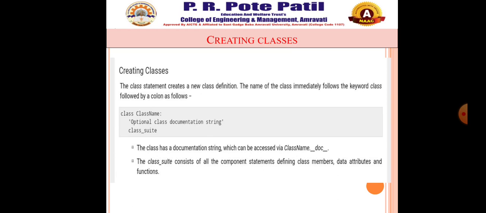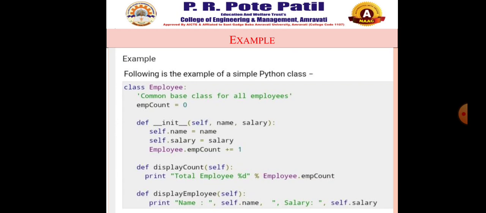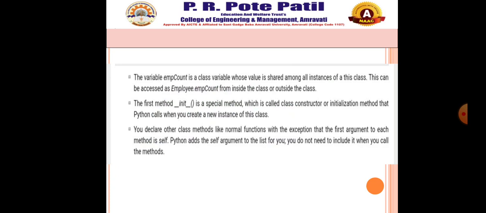Then in the previous lecture we already studied creating classes, how classes are created in the Python programming language. Basically the class keyword is used, that is class, class name, colon, and then the class body. In that you will add a number of functions or methods if you want to use them. Then the first method, underscore underscore init underscore underscore, is a special method called the class constructor or initialization method, which Python calls when you create a new instance of that class. So this is used for initialization, and it is necessary for each and every class definition.